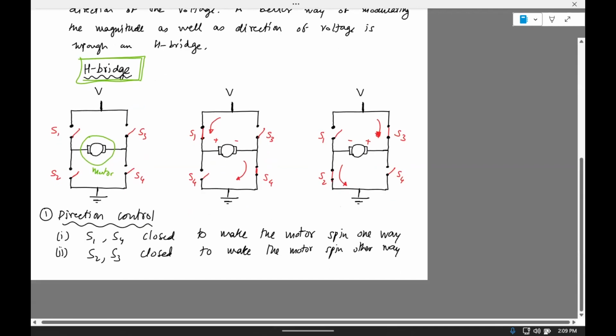Now, if you close S1 and S4, you cause the current to flow in the direction shown. So positive is to the left, negative is to the right. If you open S1 and S4 but close S3 and S2, then the current will flow the other way. It will be exactly opposite to the direction shown in the middle figure, which means that now you can get it to spin clockwise or counterclockwise. So that's the basic idea of how an H bridge controls the direction of motion of the motor.